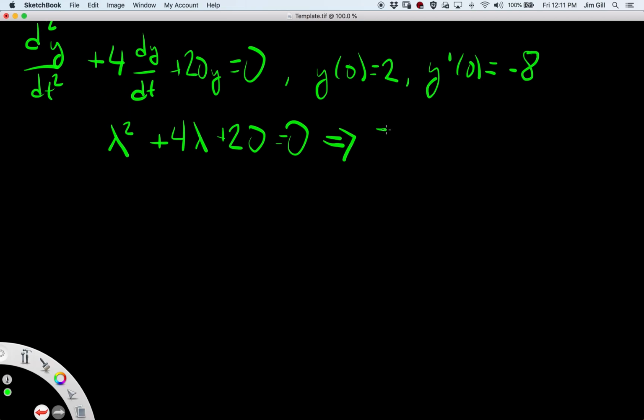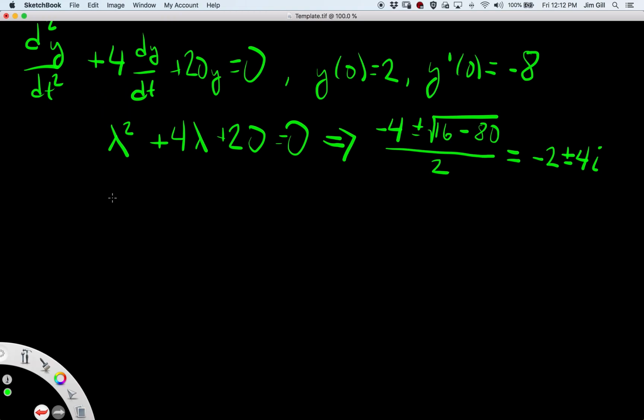And we get negative 4 plus or minus the square root of 16 minus 4 times 20, which is 80, divided by 2. 16 minus 80 is negative 64, so this gives us negative 2 plus or minus 4i once we simplify everything. So we have a complex eigenvalue here.